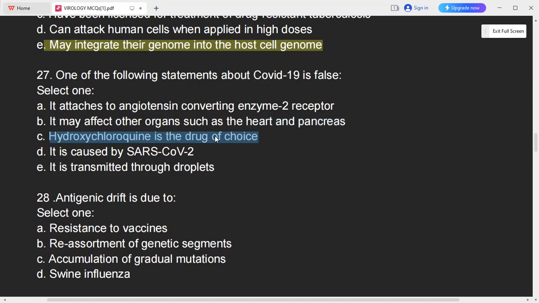The reason they put this choice is that during the first stages of COVID-19, around 2020, there was speculation that hydroxychloroquine can be used to treat COVID, because we know hydroxychloroquine is a drug of choice. It's used in malaria, chloroquine and hydroxychloroquine. But it's not the drug of choice. What is the drug of choice for COVID-19? Starts with an R. It's usually given to patients who are severely ill. Remdesivir, good.